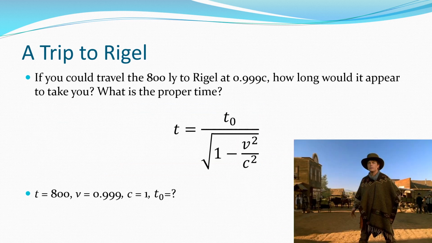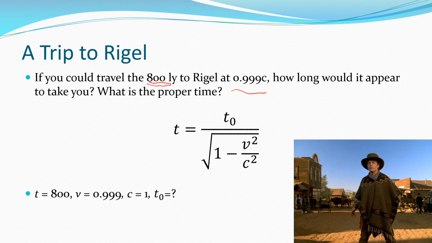So what do we know? We've got our formula for relativistic time from our last chapter. There's Marty McFly looking cool as in Back to the Future 3 in the Wild West. Being silly because he can't be told that he's chicken. You'll have to watch the movie. So if you can travel the 800 light years to Rigel at 0.999 the speed of light, how long would it appear to take you? What is the proper time?